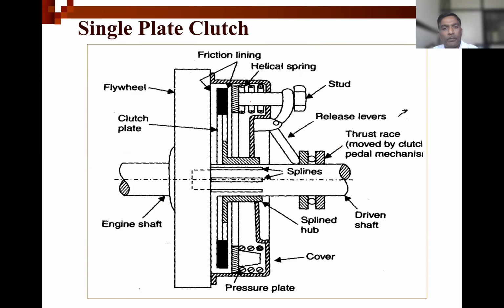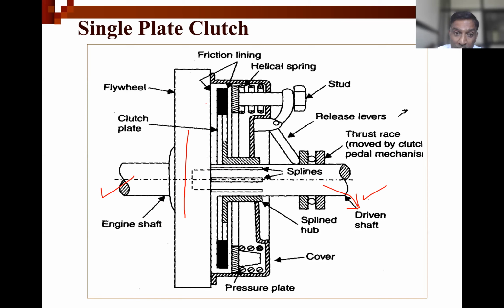So you can see. Once again, this one is the engine shaft. This is the flywheel. This is the friction plate. फ्रिक्शन प्लेट कशावर माउंट केलेले आहे? ह्या स्प्लाइनला शाफ्टवर. आणि हा कसला शाफ्ट आहे? ड्रिव्हन शाफ्ट. हा ड्रायव्हिंग आणि हा ड्रिव्हन.